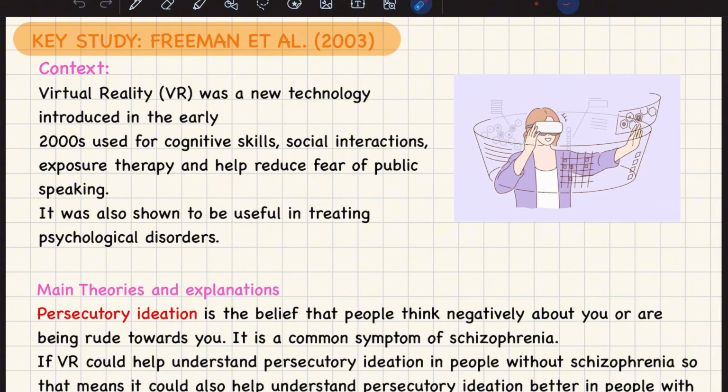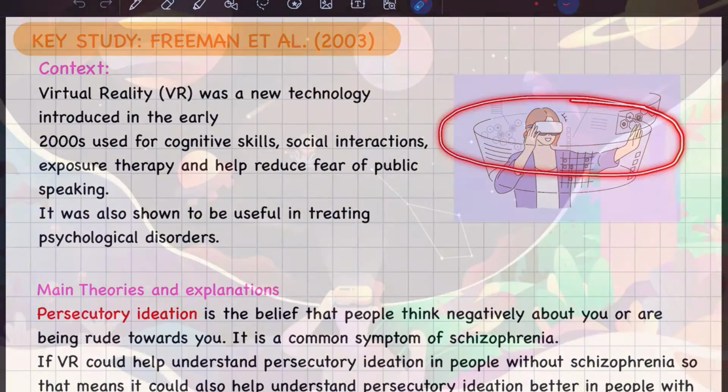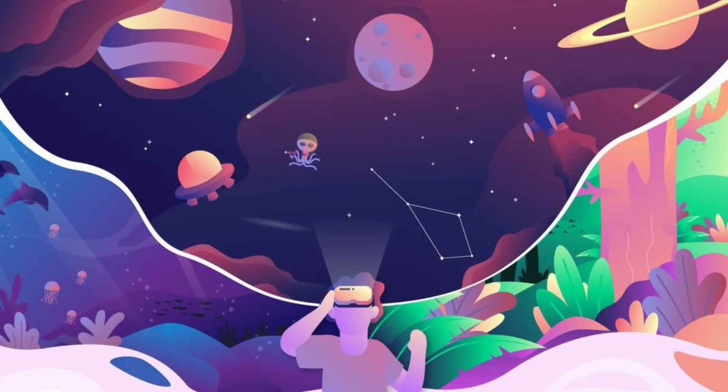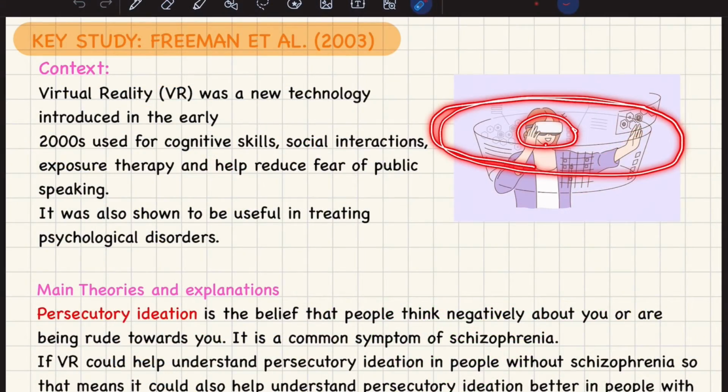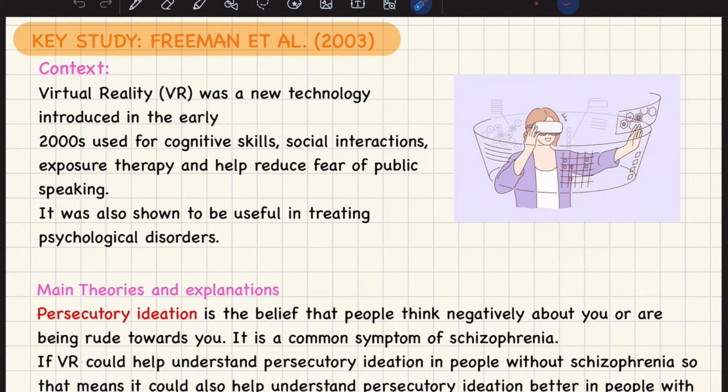It is a computer-generated environment. You have your real-life environment, and once you wear a virtual reality headset, there is a computer-generated environment around you that is not real, and only you can see it since you're wearing the headset. Other people that are not wearing the headset won't be able to see that environment.